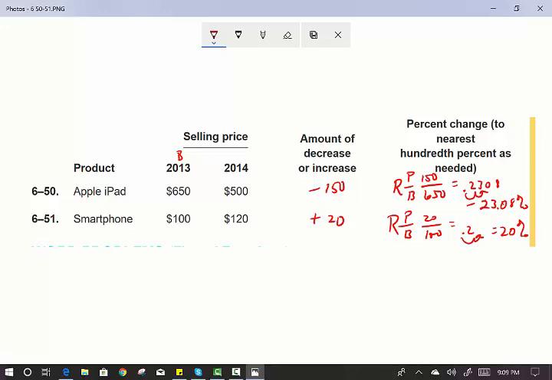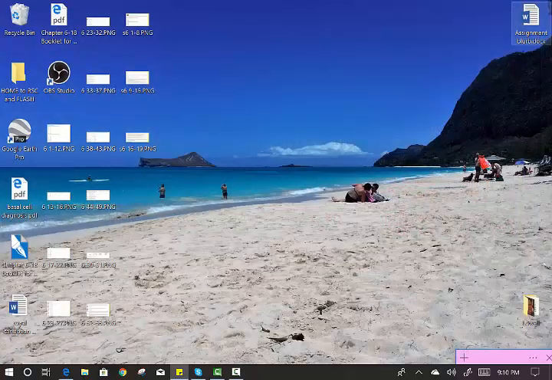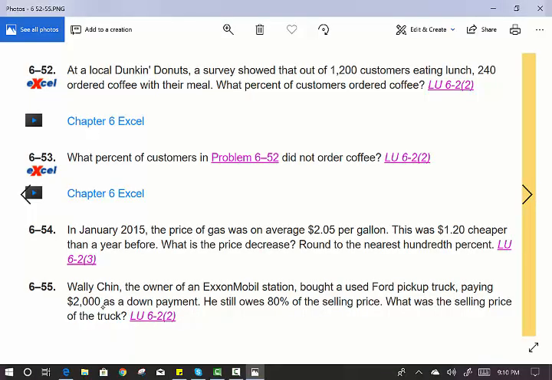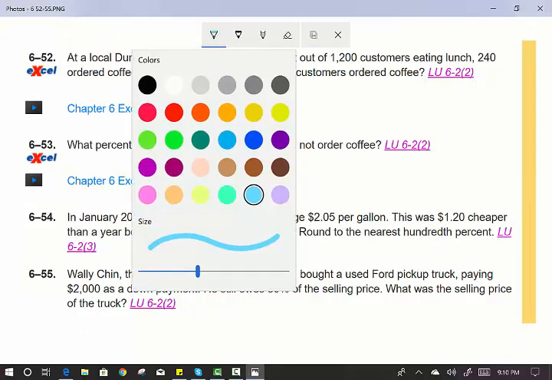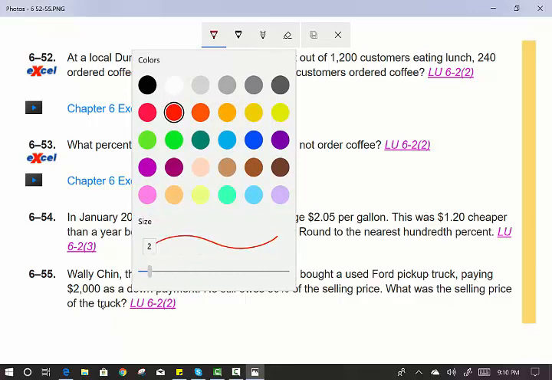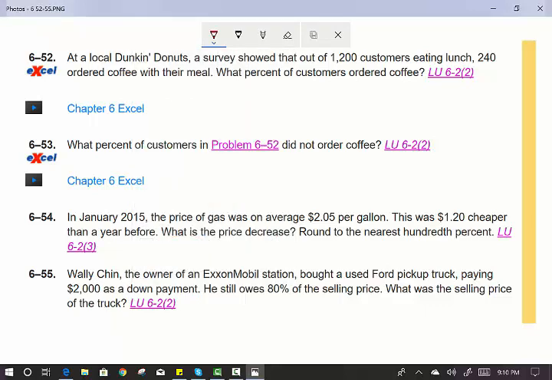Okay, let's go ahead and take a look maybe at a couple extra problems here. Okay, 52. At a local Dunkin' Donuts, a survey showed that out of 1,200 customers eating lunch, 240 of those customers ordered coffee with their meal. What percent of the customers ordered coffee?